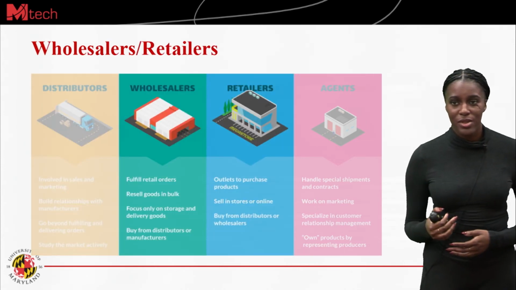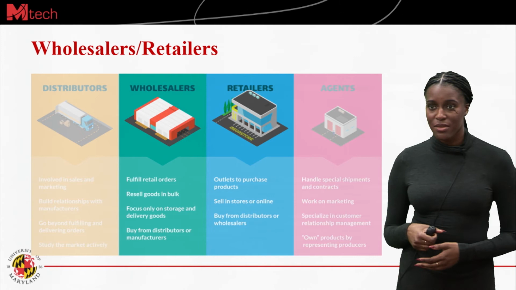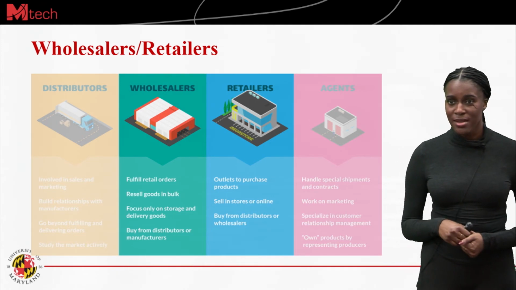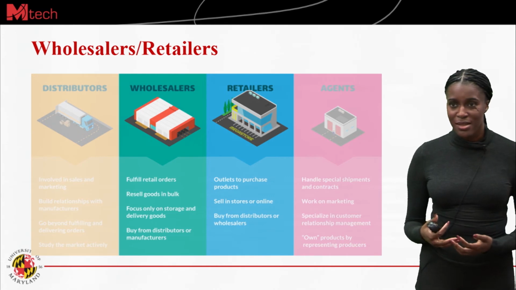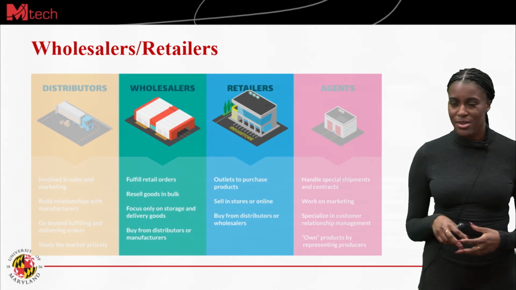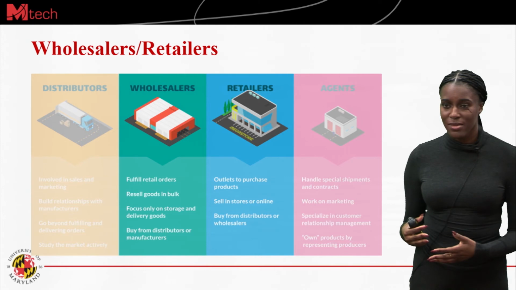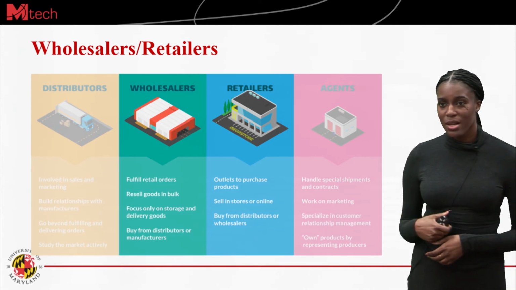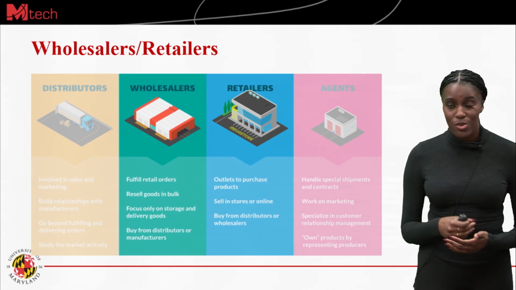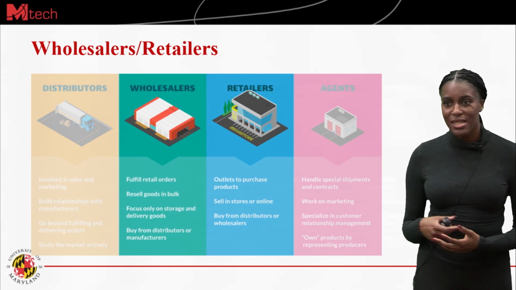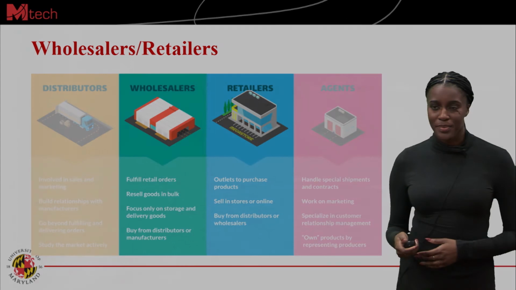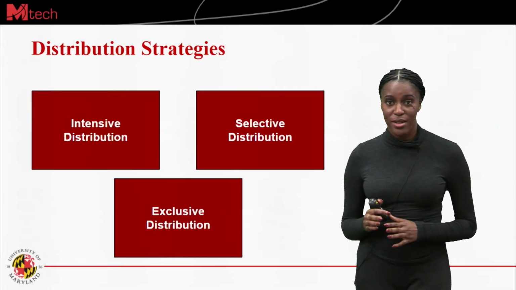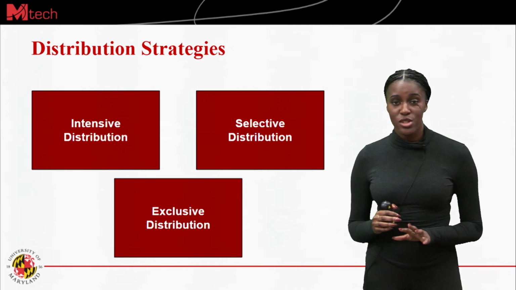Now, wholesalers and retailers take it to the next level. Wholesalers usually buy their products from distributors and then resell it. So they're buying it at a wholesale rate so that they can then resell it at a profit. And so Costco is a great example of this. And then retailers usually get their products and services from wholesalers or directly from the company, and they sell it in their branded stores.